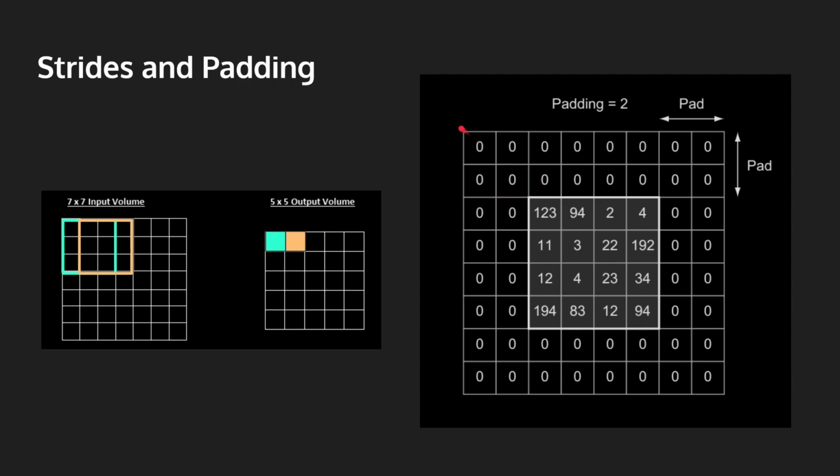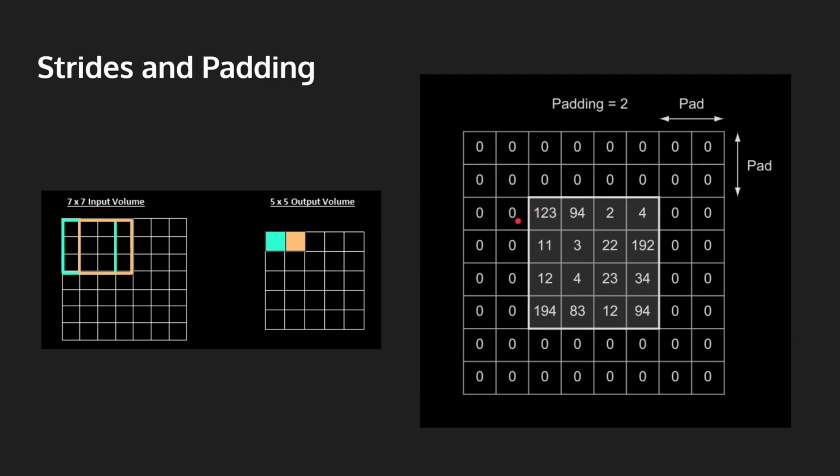Now, padding is basically a perimeter of zeros around our original image, right? Padding is most commonly used to allow us to preserve the spatial size of the input volume, so the input and output width and height are the same.